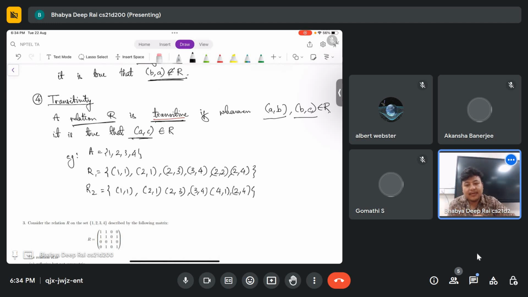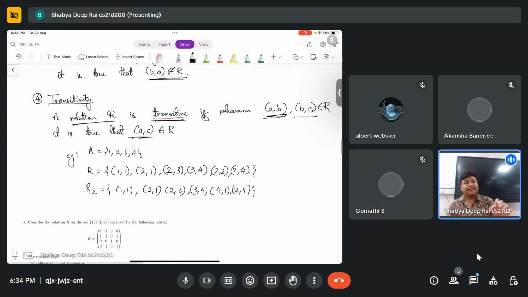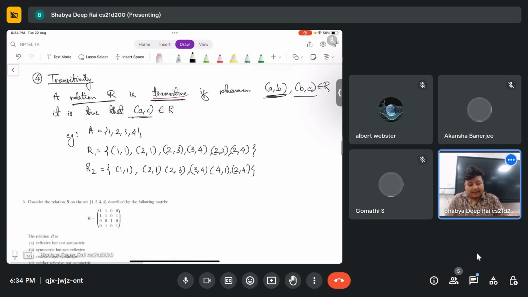Okay. Whenever (A, B) is in R and (B, C) is in R, then it is true that (A, C) is in R. So you should look for these kinds of forms: A related to B, B related to C, then A is related to C. This is called the transitivity property. Okay. Again, let's check. A is {1, 2, 3, 4}.